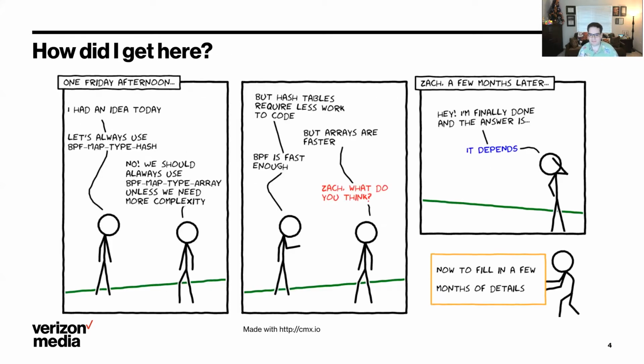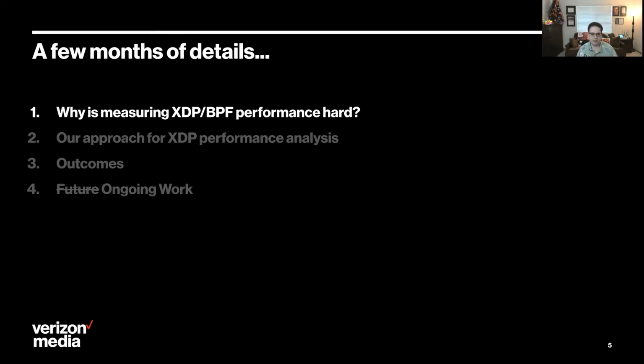One last piece of background motivation is, how did I get here? And like many good problems, it starts with a Friday afternoon engineering discussion. In this case, a few of my colleagues were having a discussion about when and whether to use hash table or array-based BPF maps. And after some discussion, they decided to ask for my opinion, after which I went off for several months to do some research and came back with a very conclusive answer of, it depends.